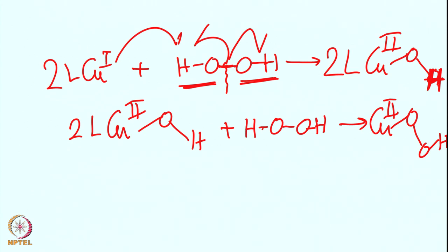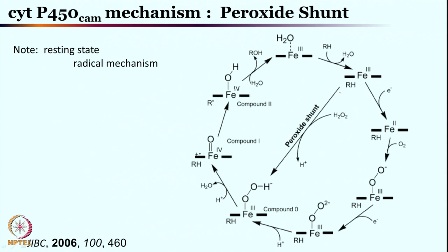Of course, these are the mechanisms by which these iron 3 hydroperoxo or copper 2 hydroperoxo species can be generated. Now, this sort of hydrogen peroxide reaction mechanism can only happen when we have a problem, and that problem is either the electron is not available or oxygen is not available. So, in the absence of these, if hydrogen peroxide is existing, that can give rise to the peroxide shunt mechanism. Nonetheless, this compound 0 is going to be very reactive under that condition. Once it is formed, it can go on to form compound 1, which is nothing but iron 5 oxo, iron 4 oxo radical cation, and then compound 2, which is the iron 4 hydroxy compound, which are again very great compounds to have.